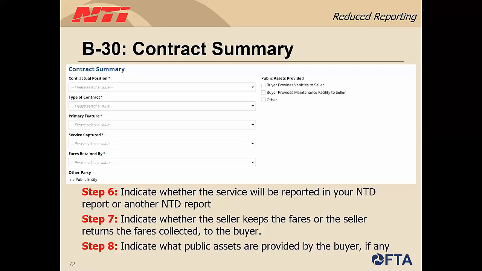The last selection for the contract summary is to indicate any public assets provided to the seller by the buyer, if applicable. These may be vehicles, maintenance facilities, or other public assets. If you select Other, you will be required to provide a description of the public assets provided.